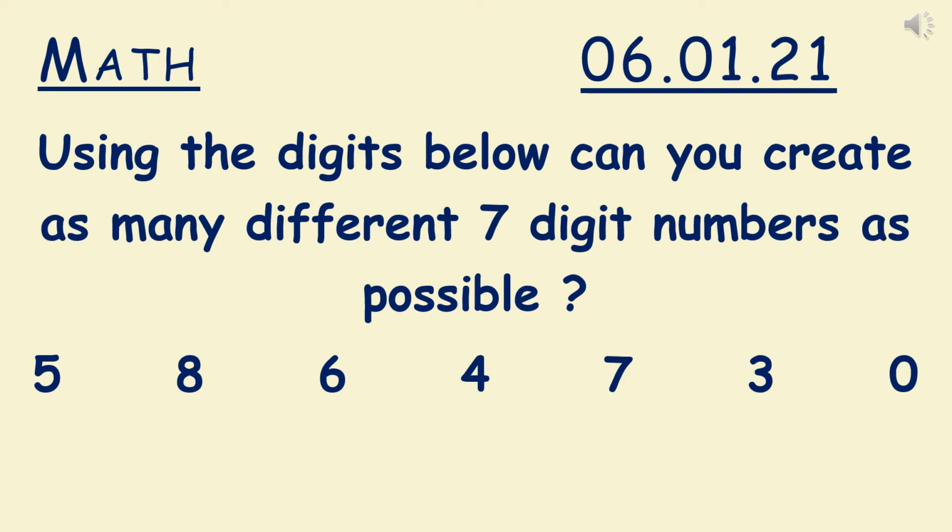Now time for another quick task. This one's similar to the last. You're going to use the digits below to create as many 7-digit numbers as possible. Here's an example to help you. 6,854,730. So remember, the digits must all be used to make a 7-digit number.